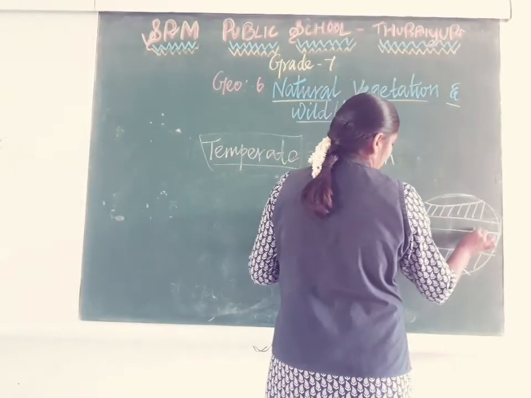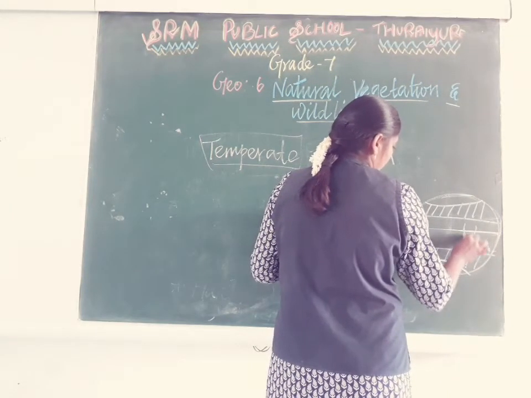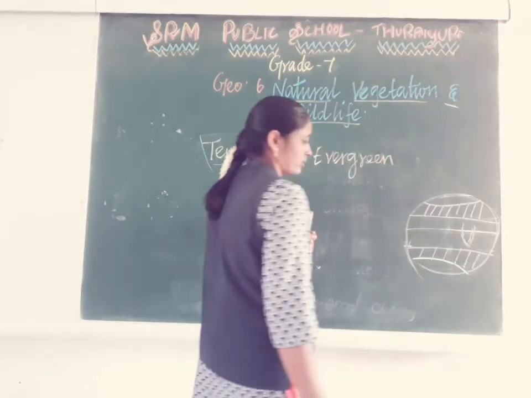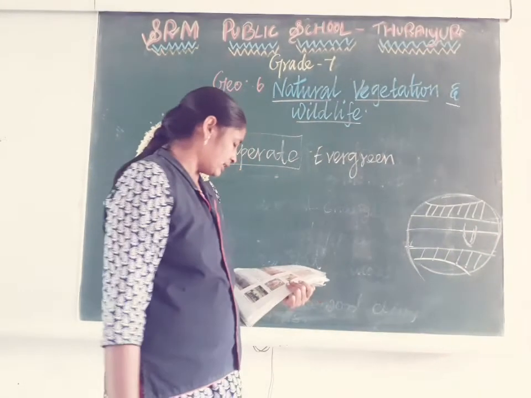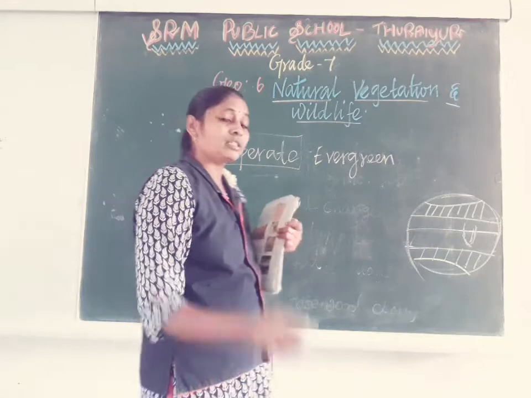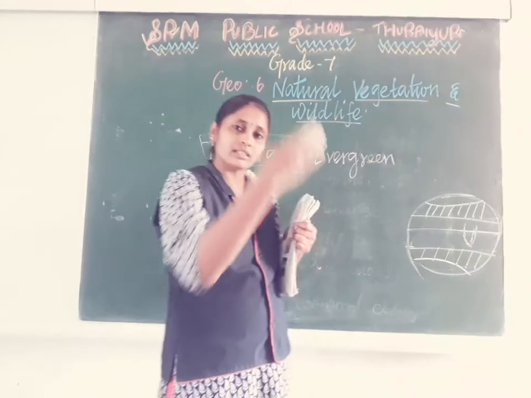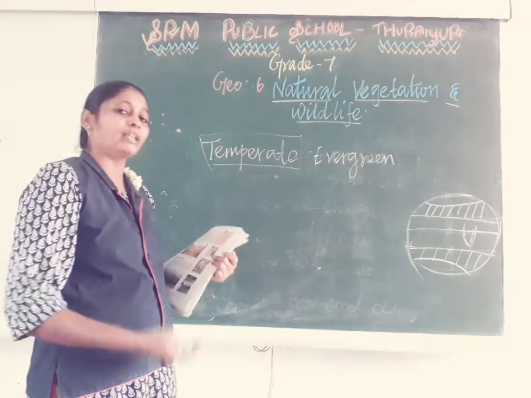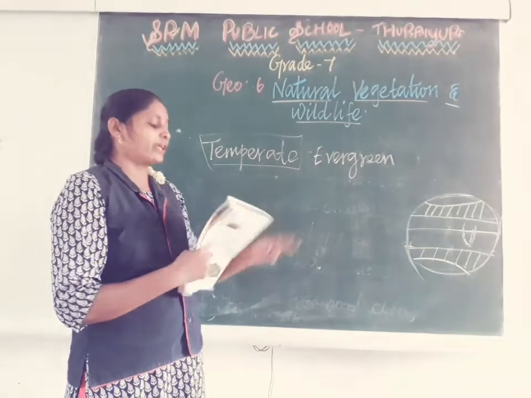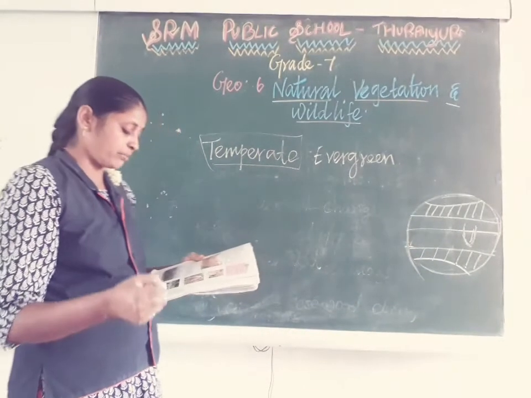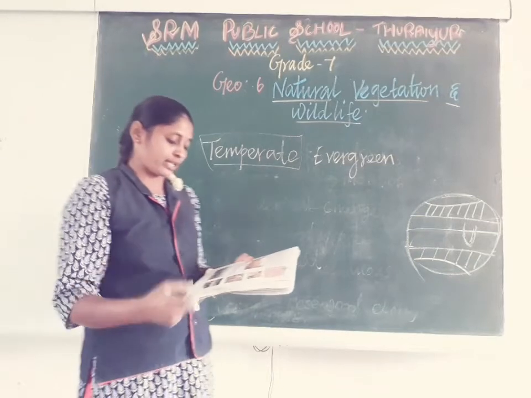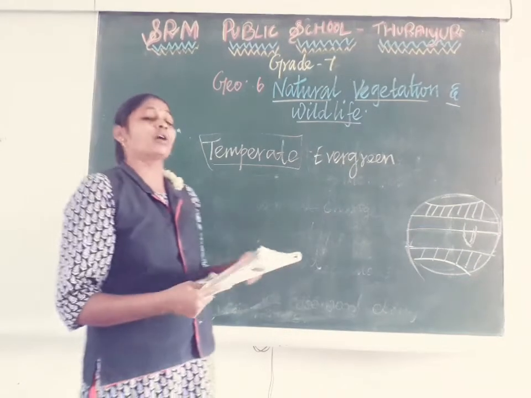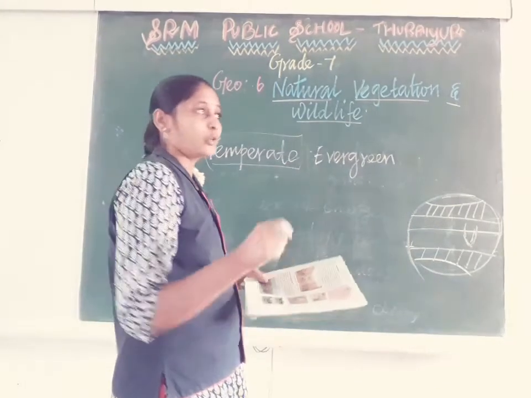Suppose this is India. Just imagine this is India. Here we have the Eastern Ghats mountain range. Like that, in each and every country, on the east side of the coastal line, you can see temperate evergreen forest. Where can we see this forest? The southeast USA.